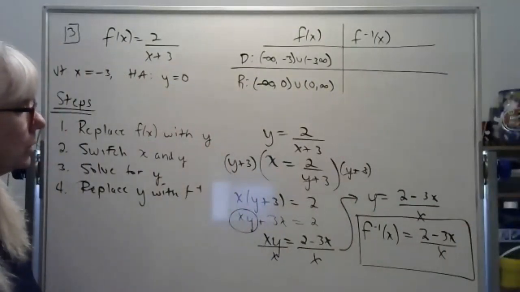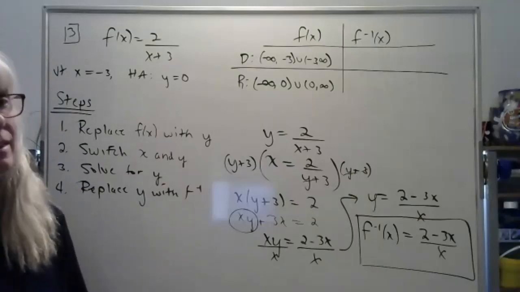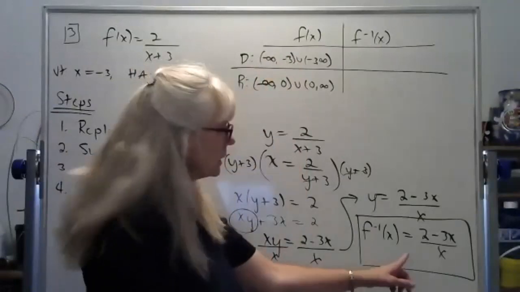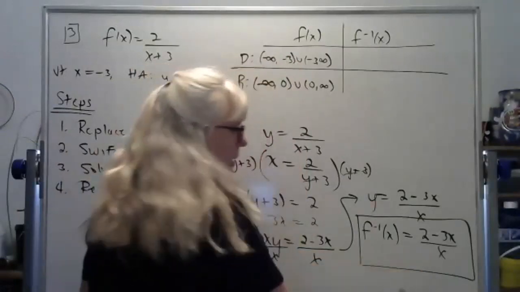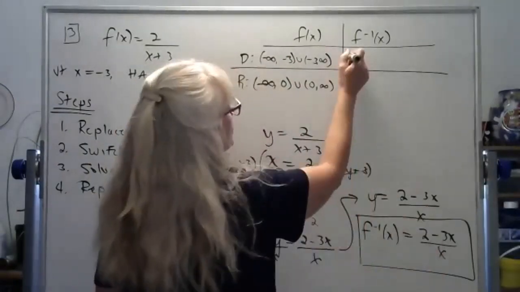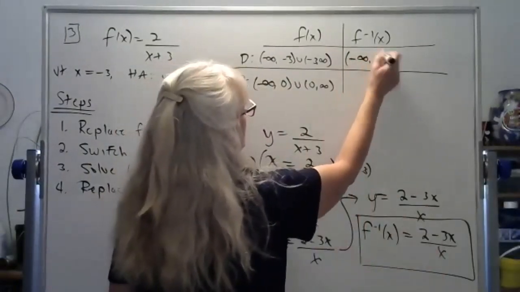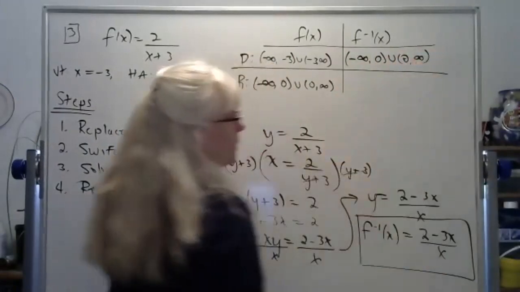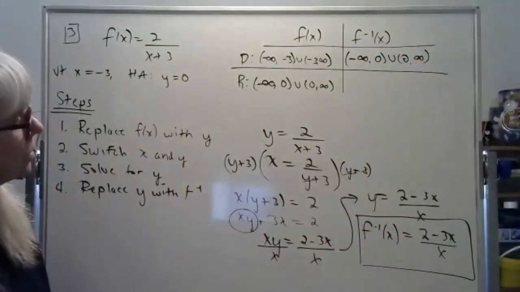Okay, great, wonderful! Now, if we've done everything correctly, our domain and range up here should swap. So we're going to let this work for us. We can see that in the denominator of this function, I cannot use 0. So that tells me the domain is from negative infinity to 0 and from 0 to infinity. We can see that from the function itself.